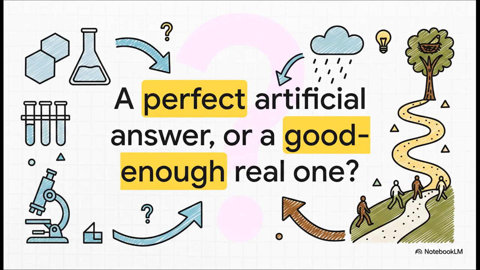So, I'll leave you with this final thought. In a world of messy, incomplete information, which is more valuable? A perfect, 100% certain answer to a question that doesn't really matter, or a pretty good enough answer to a real complex problem? The best decision makers I know have mastered that trade-off. Something to think about.